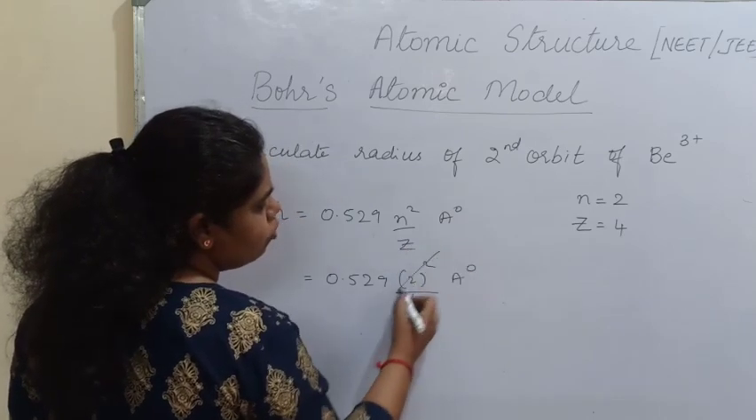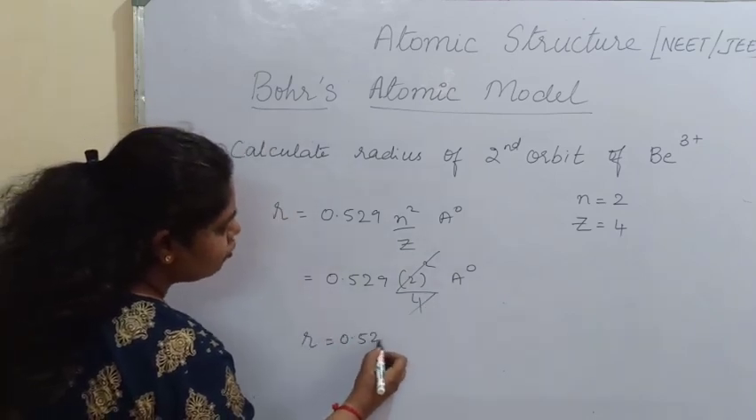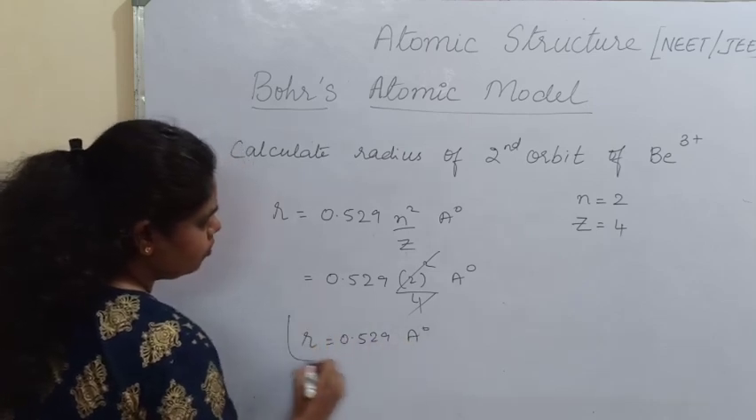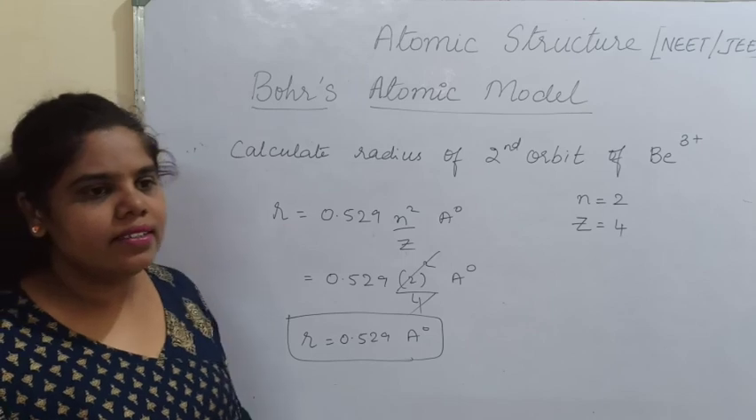So 2 twos are 4, and 4 and 4 will get cancelled. So you will get r is equal to 0.529 angstrom. This is how you calculate the radius.